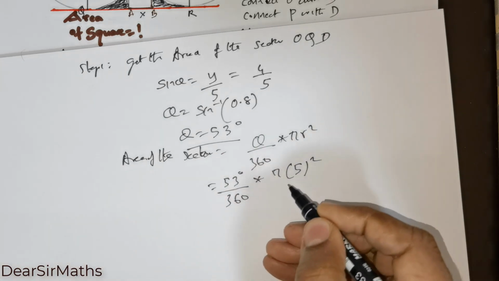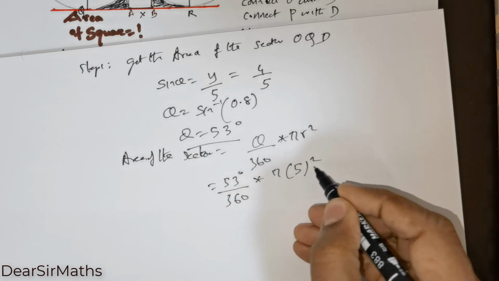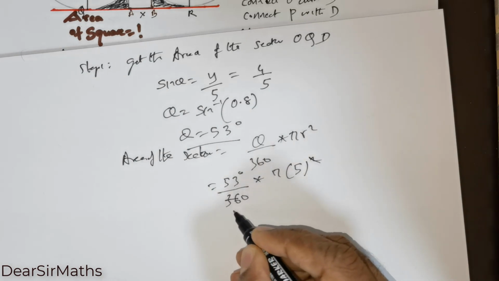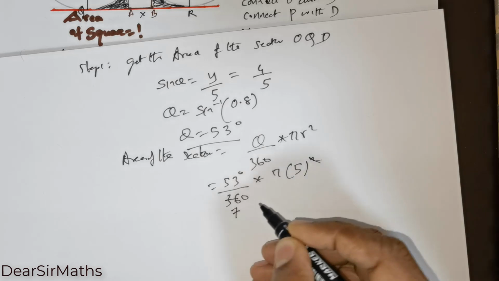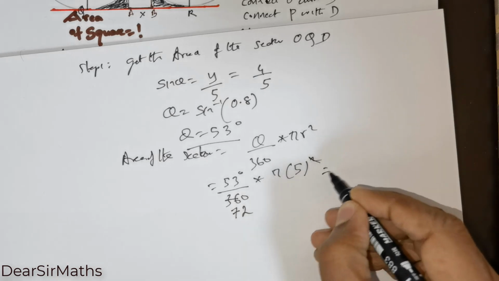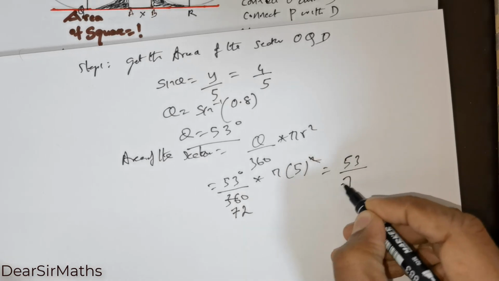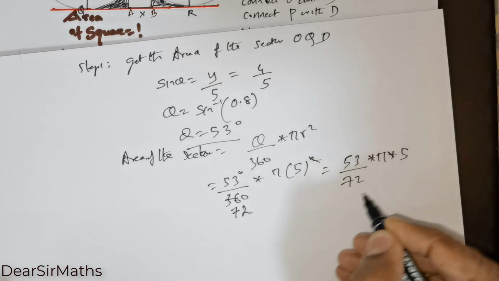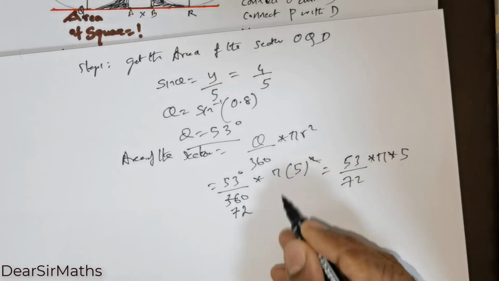If I were to reduce this, I can reduce this with the 5. So I take 1 5. This is going to give me 7 5s are 35, 1 72, right? So this is 53 divided by 72 multiplied with pi into 5. So this is the area of the sector.